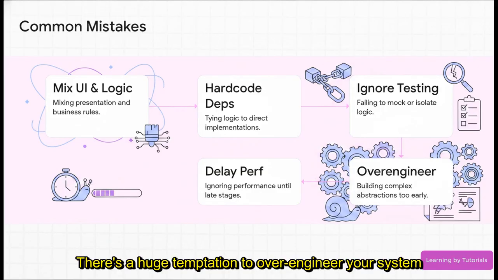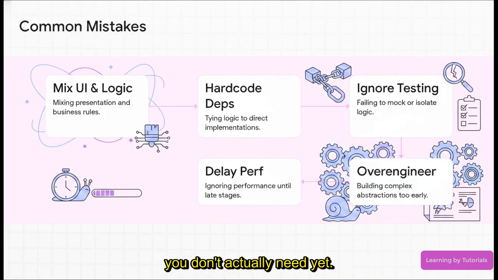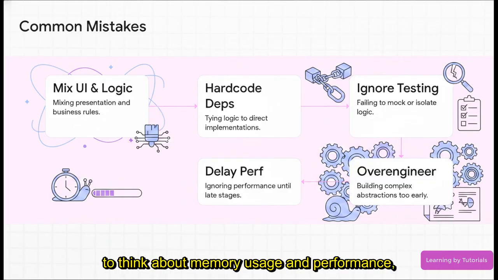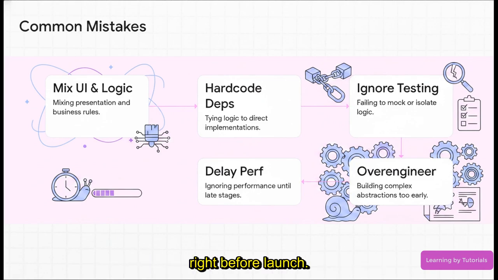There's a huge temptation to over-engineer your system too early, building these complex abstractions you don't actually need yet. Conversely, waiting until the very end of the project to think about memory usage and performance, that usually leads to massive architectural rewrites right before launch.